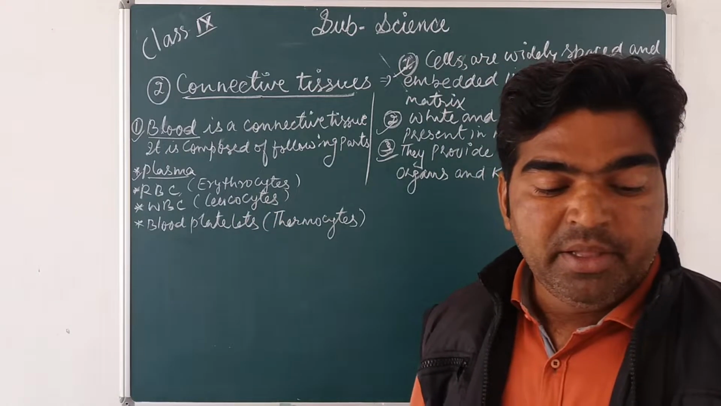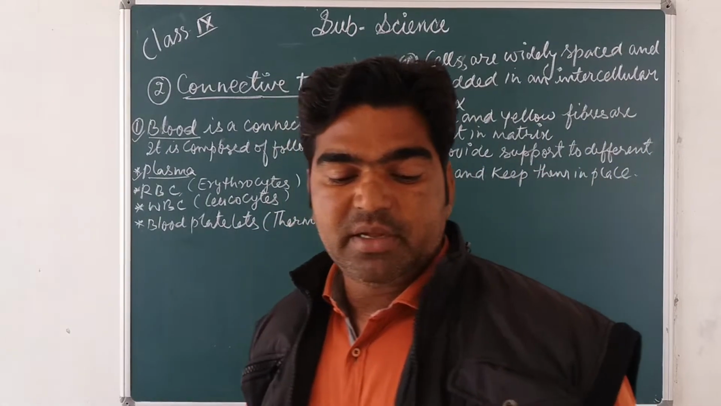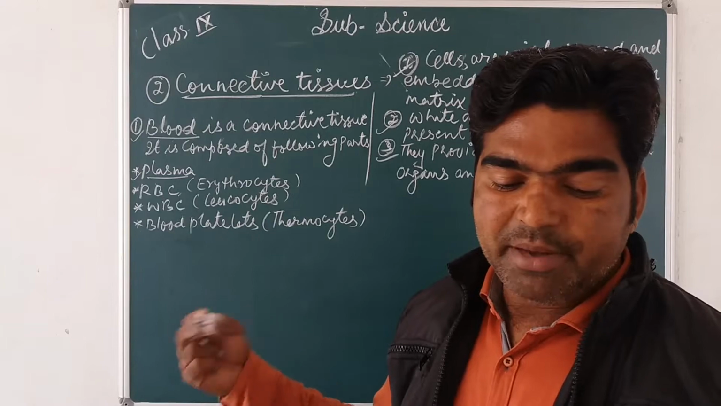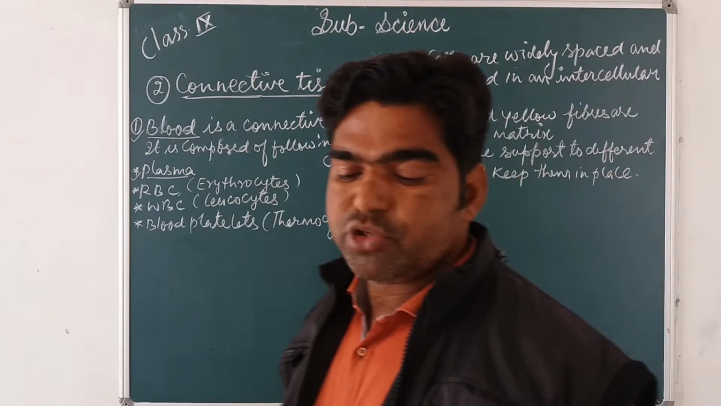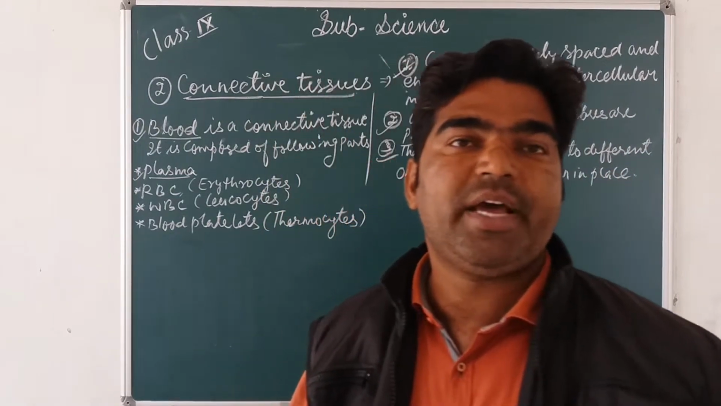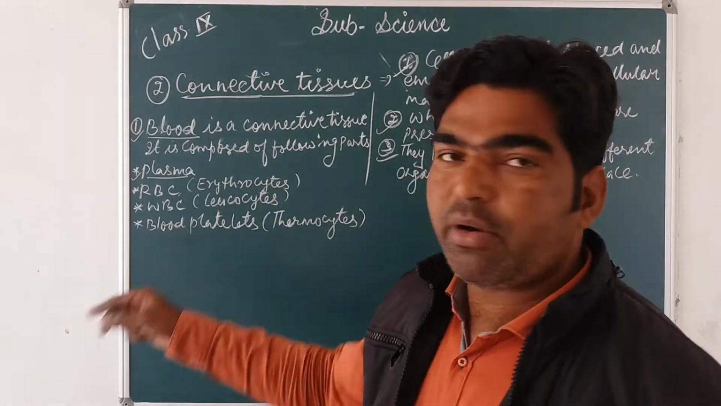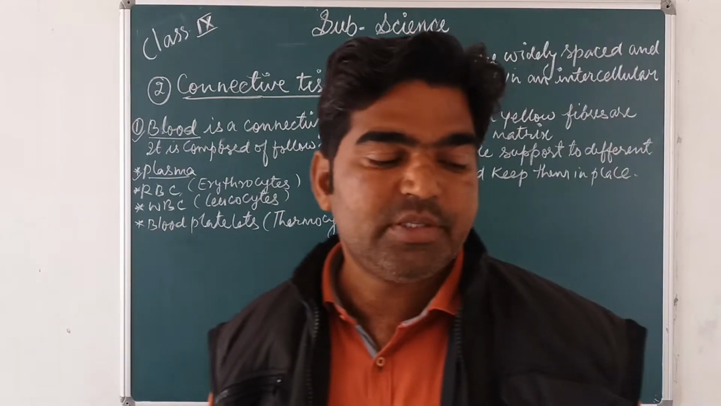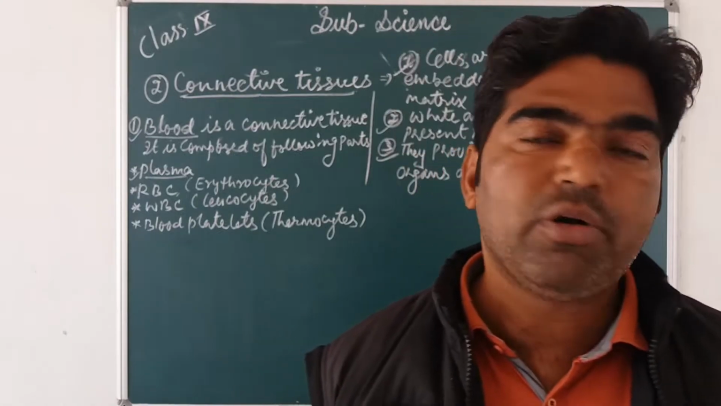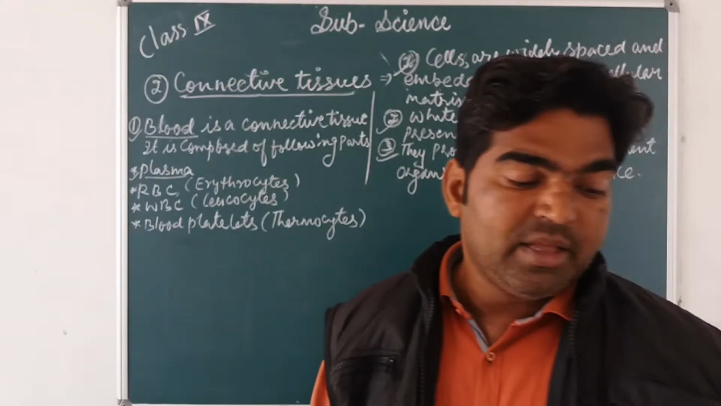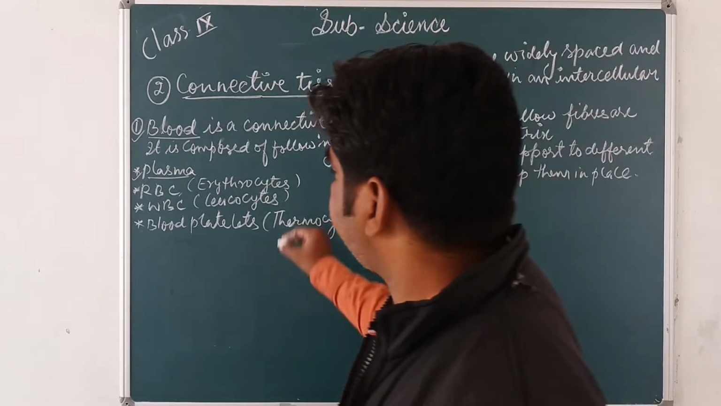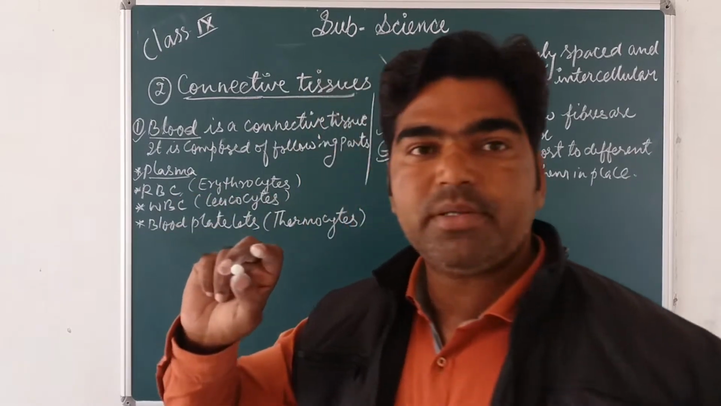Second thing, it contains RBC, WBC and platelets. It also contains proteins, salts and hormones. Then RBC. RBC means red blood corpuscles or red blood cells.